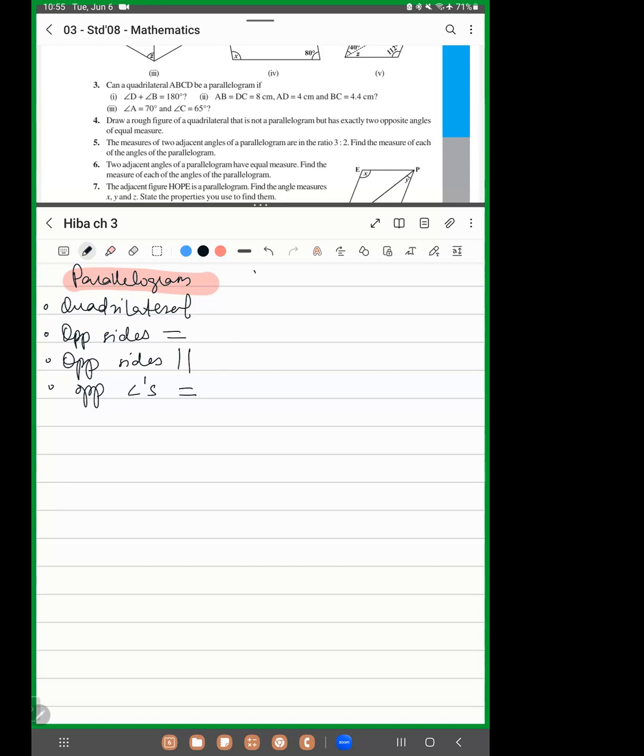This is a parallelogram. Now the rectangle. Tell me the definition of a rectangle. It is a quadrilateral with all angles equal to 90 degrees. Very good. Opposite sides are equal. Opposite sides are parallel. I'm not going to repeat this entire thing.